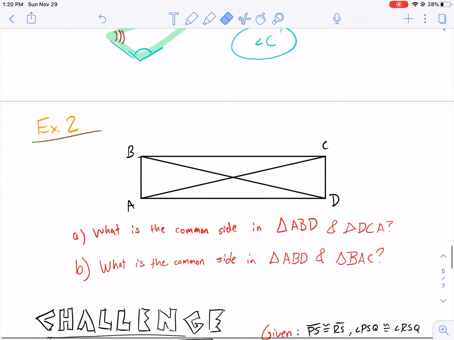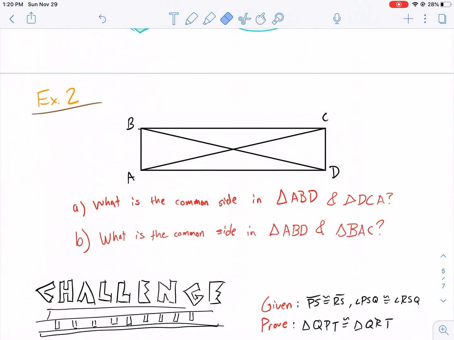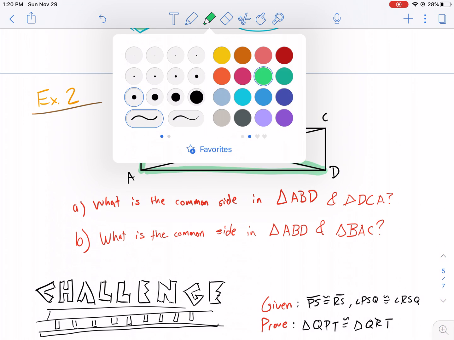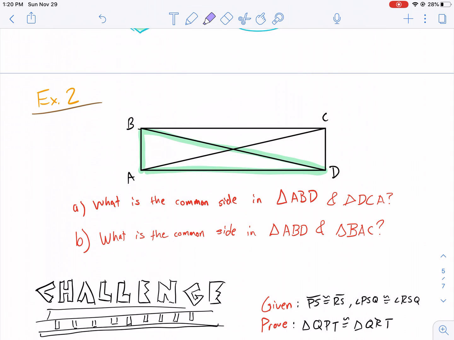Let's go to example 2. You're going to see that we have a few more with this one. What is the common side in ABD? Okay, let's draw it out. ABD, here's my green one. And then let's go with the purple again. And then DCA. So we go DCA.